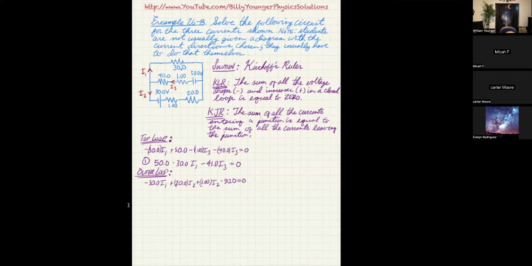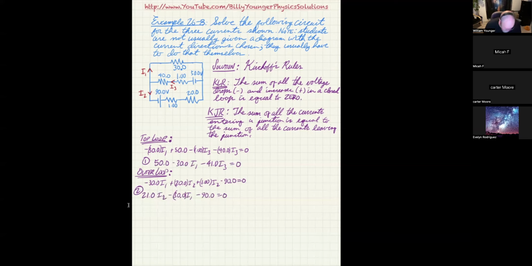Again, I can clean this up a little bit by combining like terms. This time I'm going to say 21.0 I2 minus 30.0 I1 minus 90.0 is equal to 0, and I'm going to call that equation 2.